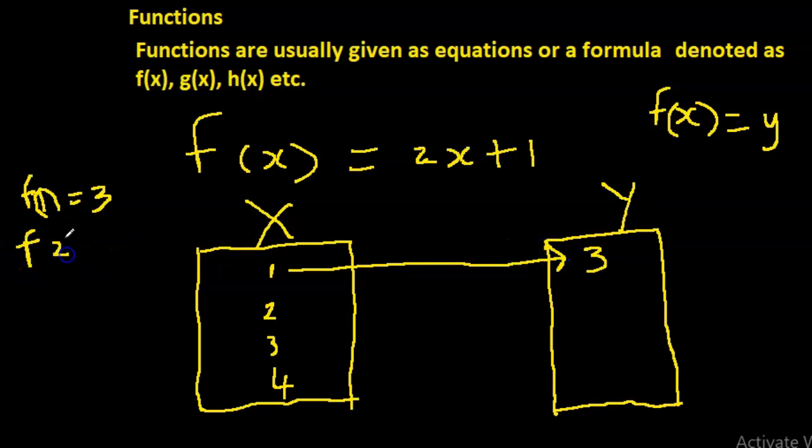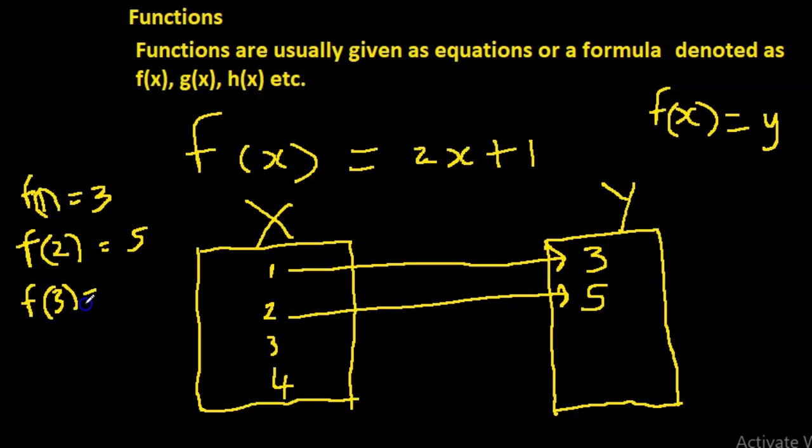Let's say f of 2. f of 2 would mean you replace x with 2. So 2 times x will be 2 times 2, which is 4, and 4 plus 1 is 5. So this function maps the number 2 to the number 5. Let's say you're asked to find f of 3. f of 3 would mean 2 times 3. 2 times 3 is 6. 6 plus 1 is 7. So this function maps 3 to 7.